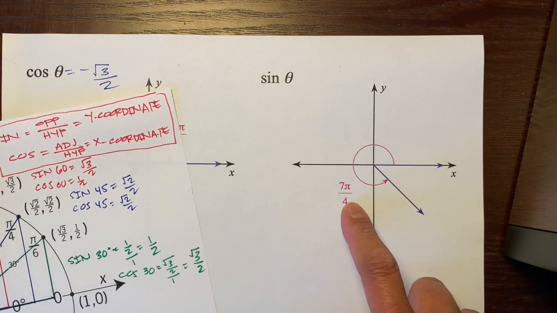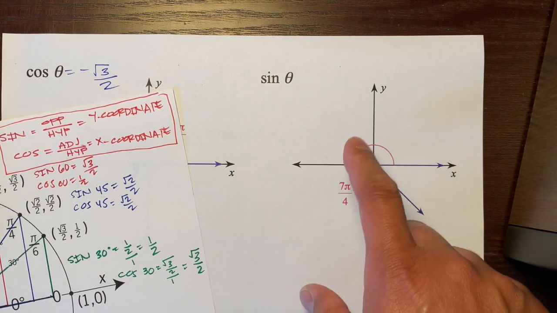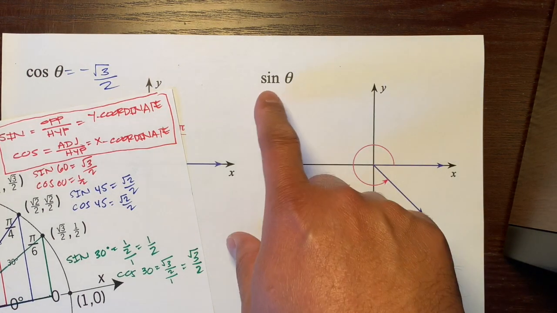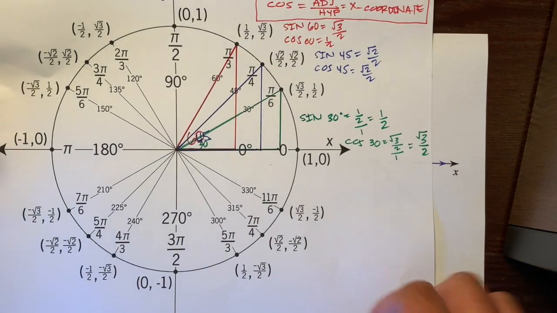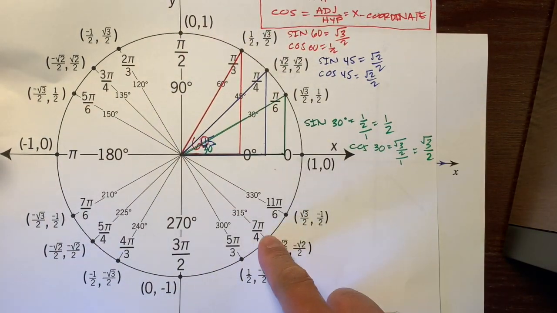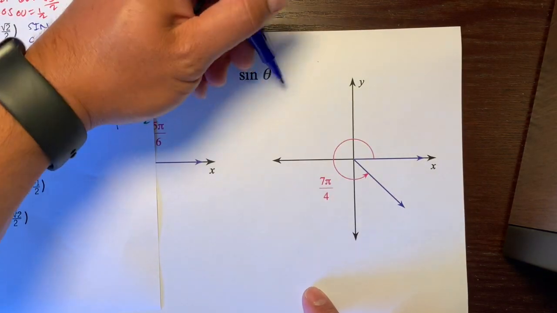And this one is sine of 7 pi over 4. It's in the fourth quadrant, and the sine is the y value. So let's find 7 pi over 4, and we want the sine, and it's negative radical 2 over 2.